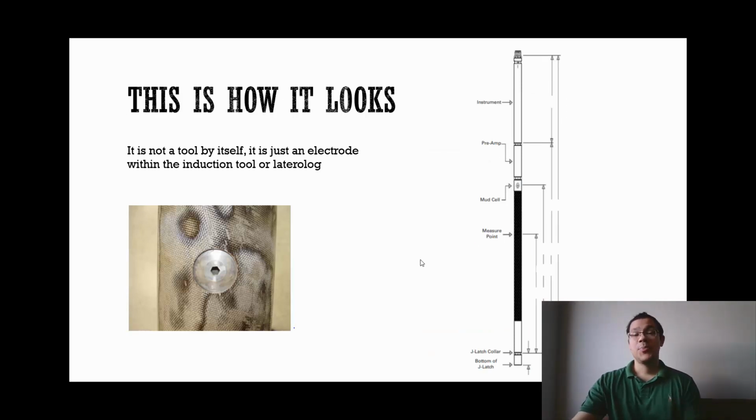Now, this presentation will not have cool images because this is how an SP will look. It is not a tool by itself, so it could be anything. But this could be the electrode of the SP. In this case, you will find it anywhere. It depends on exactly the type of induction tool or the type of laterolog, but it could be anywhere on the sonde. You will have to check the wireline logging tool specifications for that.